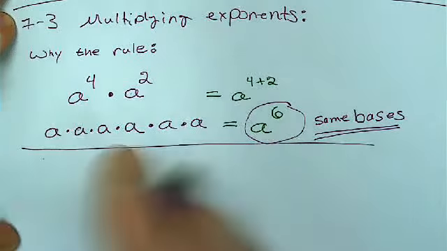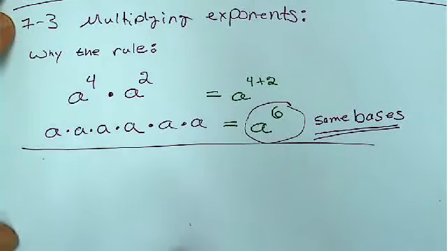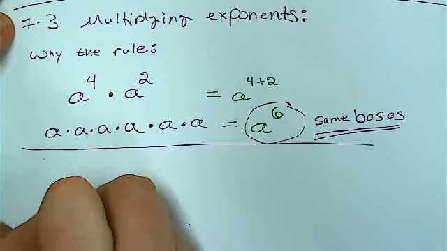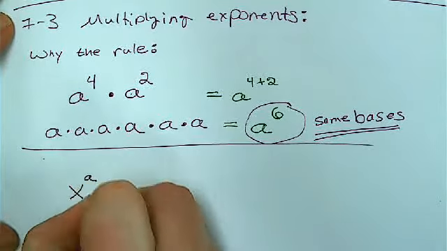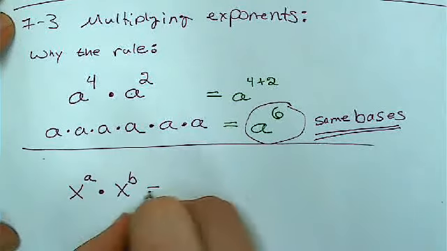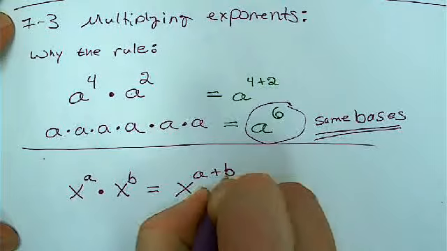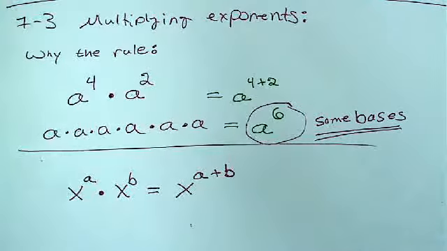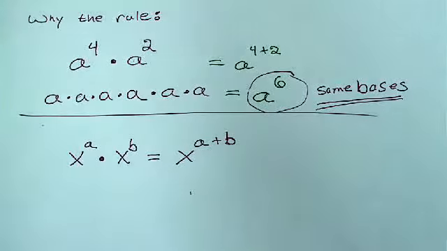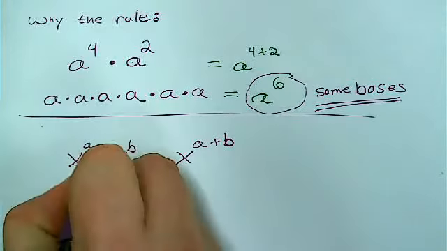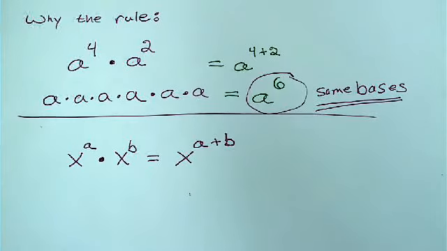So as long as the bases are the same, you can do that. If they're not, you can't. So here's the rule. X to the A times X to the B is X to the A plus B. That would be the rule we're going to be using. Now note, that's times. It does not apply to addition.